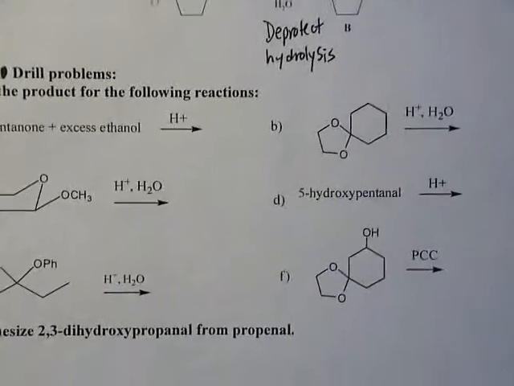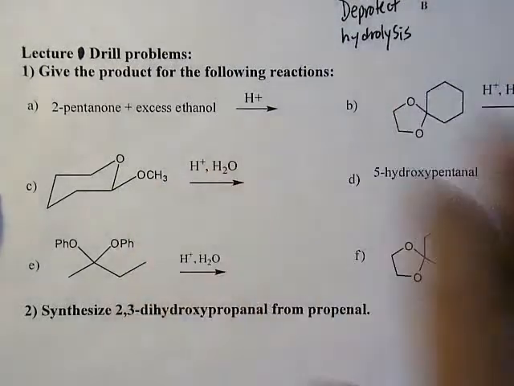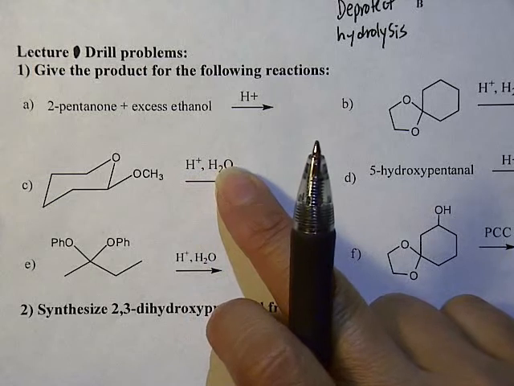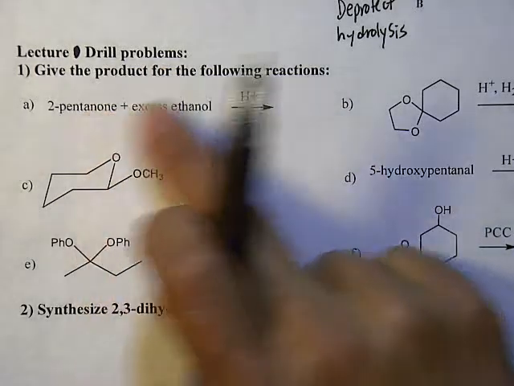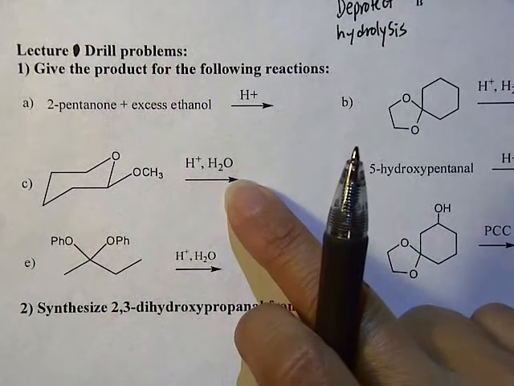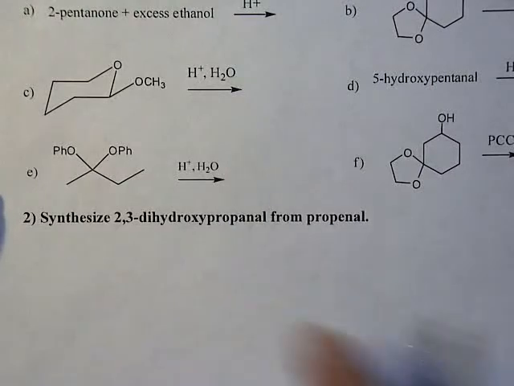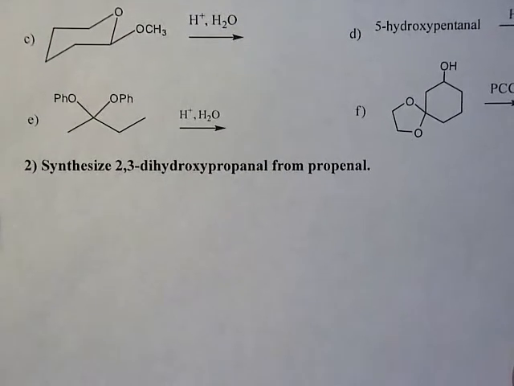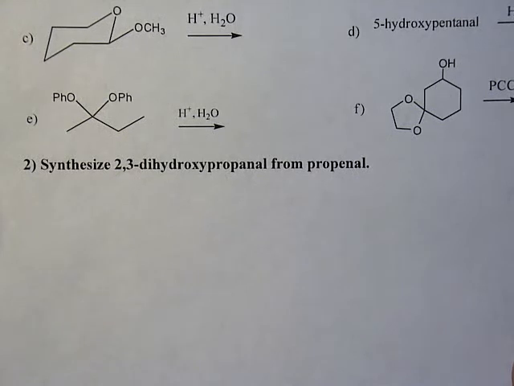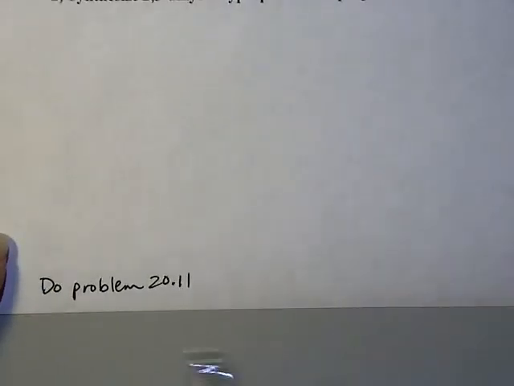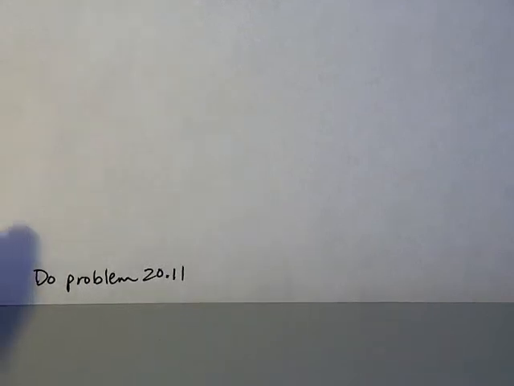All right, so now you should be able to do these problems, whether it's hydrolysis. So look at the reagents, and is it a forward reaction where you're making an acetal like in here, or is it a hydrolysis reaction? And you should be able to give me the products in this. And this is a synthesis reaction in which you may or may not have to use a protecting group to do the synthesis. So you're going to have to figure that out on your own. And then lastly, you should be able to do problem 20.11 from your textbook. All right, so that concludes this lecture.